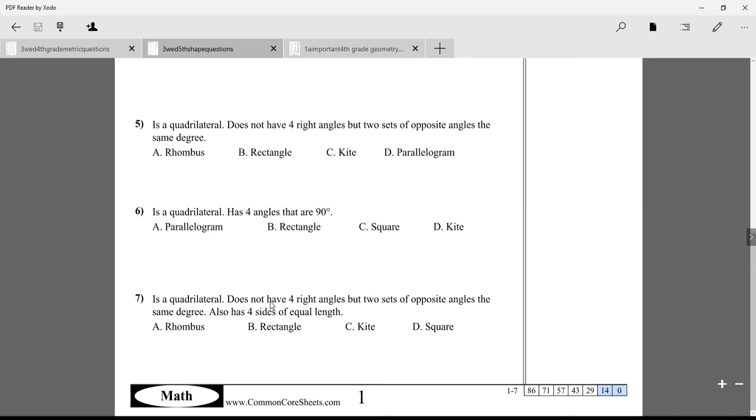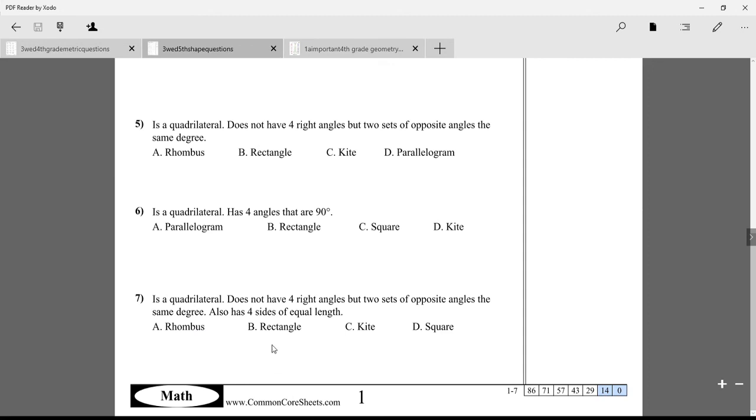"Is a quadrilateral, does not have four right angles," so rectangle and square can be automatically taken out, "but has two sets of opposite angles the same degree." So a kite only has one set of opposite angles. "Also has four sides of equal length." So a rhombus would be it.